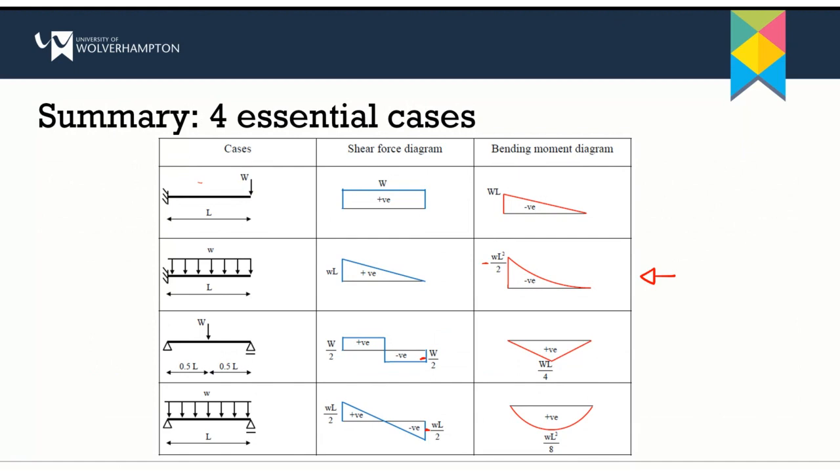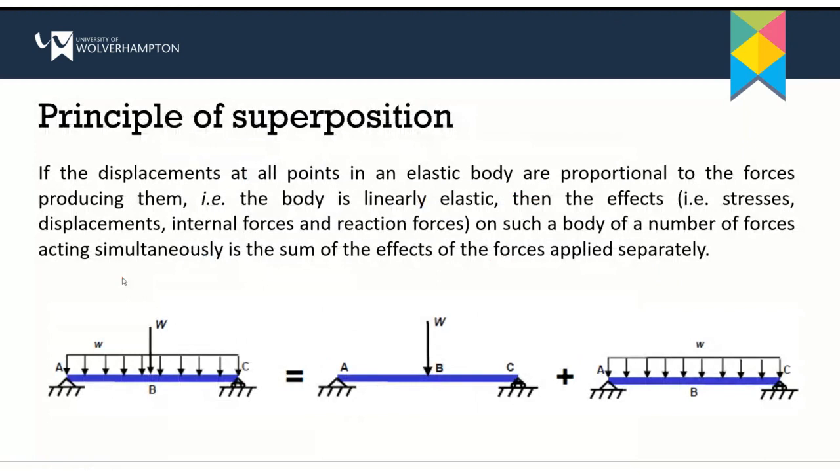Well, there is a rule that applies here, and the rule says that if I have a combination of these loading cases, then the internal forces will also be the combination of these diagrams. In other words, if I had a cantilever beam like this one with a point load at the end, but also a uniformly distributed load all over, then I can just add these two diagrams together and I get the shear force diagram for the more complex case. I can also do the same for the bending moment diagram. So this is a very useful rule. It is called the principle of superposition.